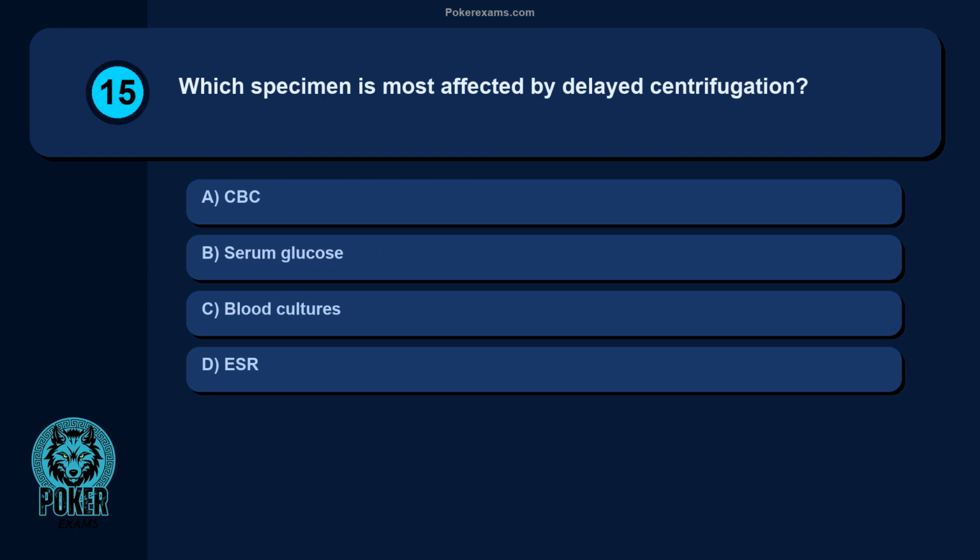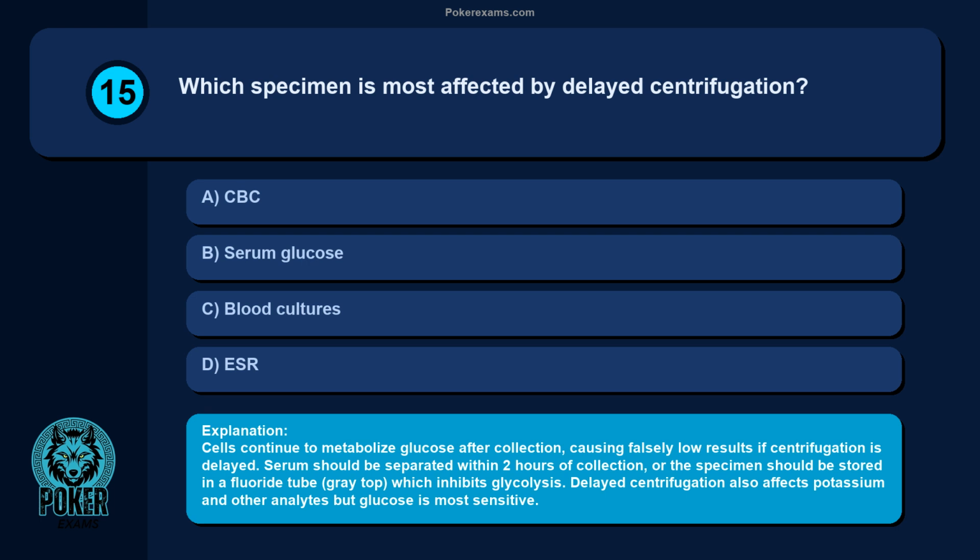Question 15. Which specimen is most affected by delayed centrifugation? CBC, serum glucose, blood cultures, ESR. Cells continue to metabolize glucose after collection, causing falsely low results if centrifugation is delayed. Serum should be separated within 2 hours of collection, or the specimen should be stored in a fluoride tube, gray top, which inhibits glycolysis. Delayed centrifugation also affects potassium and other analytes, but glucose is most sensitive.